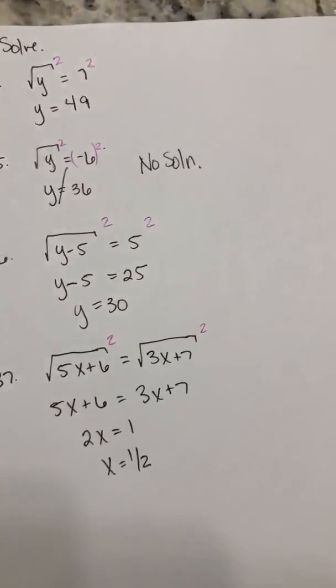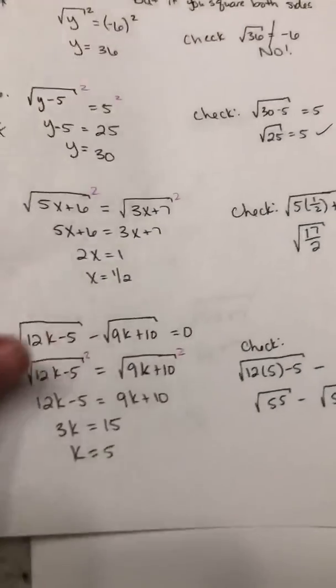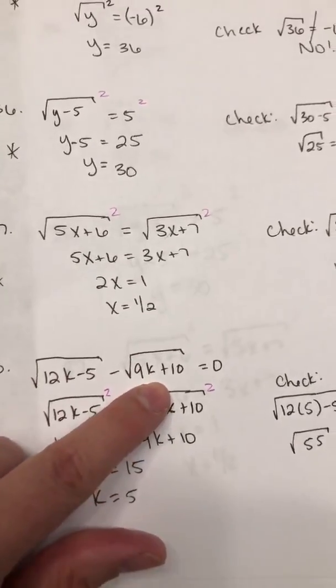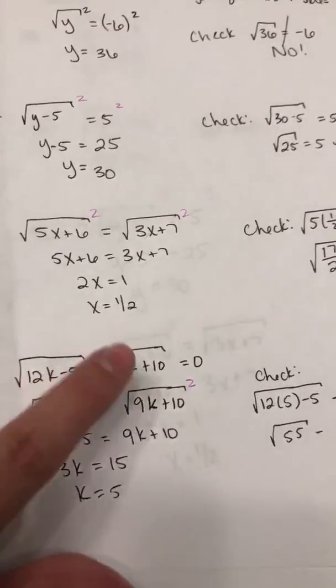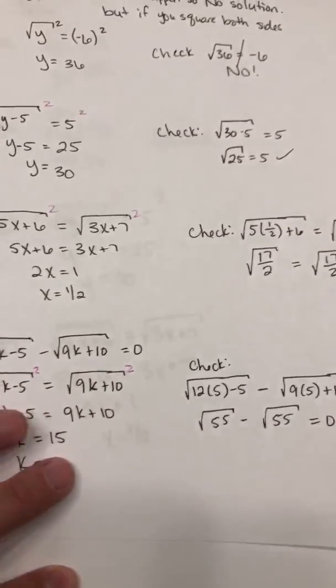And I didn't start this very last one, but this one you have the square root of 12k minus 5 minus square root of 9k plus 10 equals 0. So you want to add this to both sides and then square both sides and solve, and it also works.